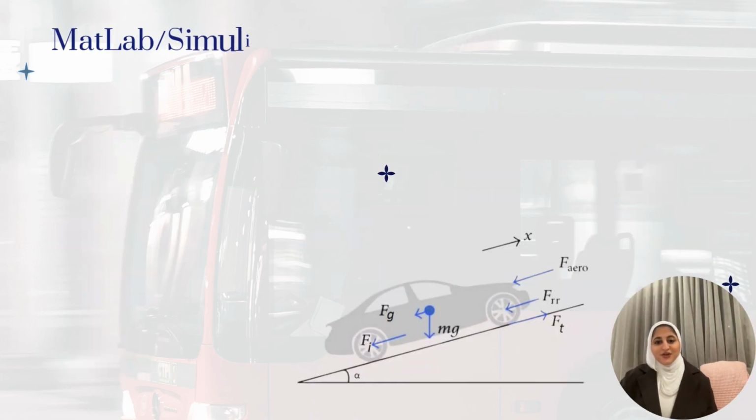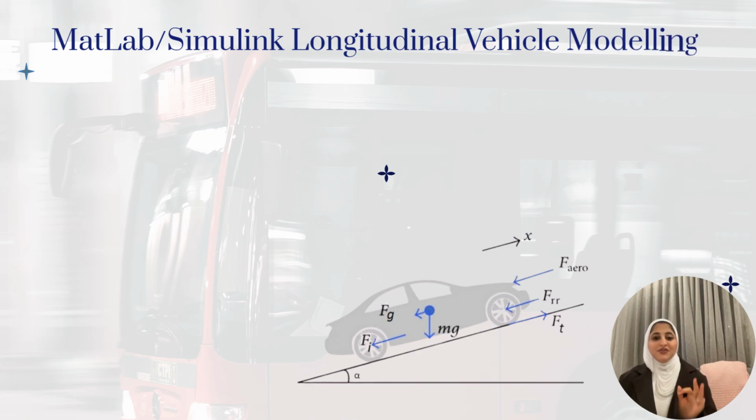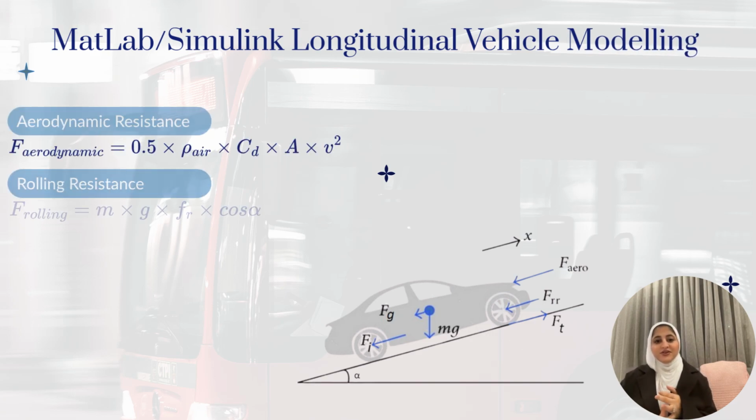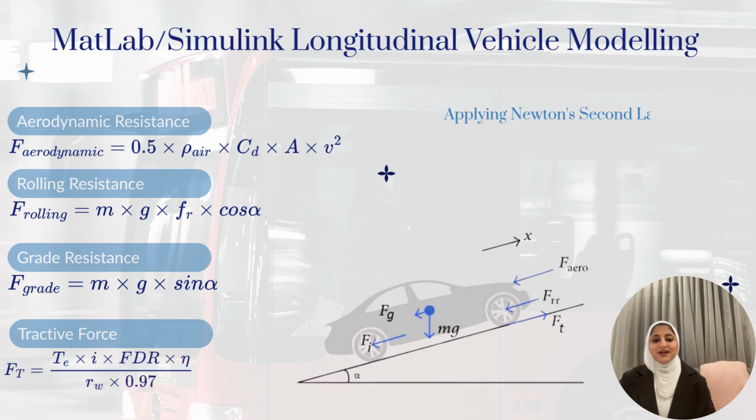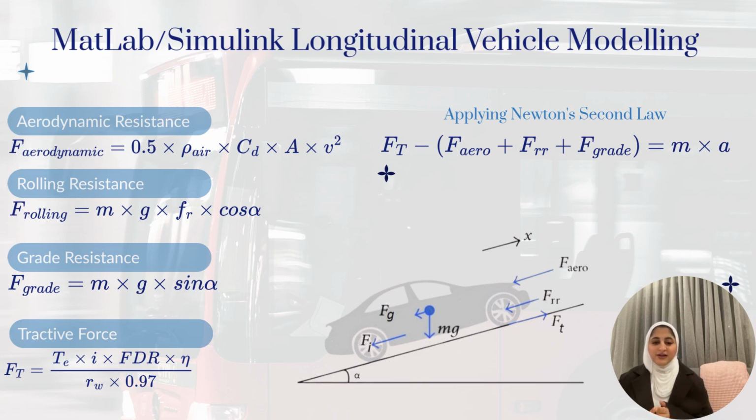We also explain the forces acting on the vehicle. There are three main resistances: aerodynamic resistance, rolling resistance, and grade resistance. We have also calculated the tractive force needed to move the vehicle. By using Newton's second law, we combined all these forces to find the acceleration of the vehicle. The rolling resistance force equation depends on the vehicle mass, gravity, road conditions, and the road angle. The tractive force equation depends on the engine torque, gear ratio, system efficiency, and the wheel radius.